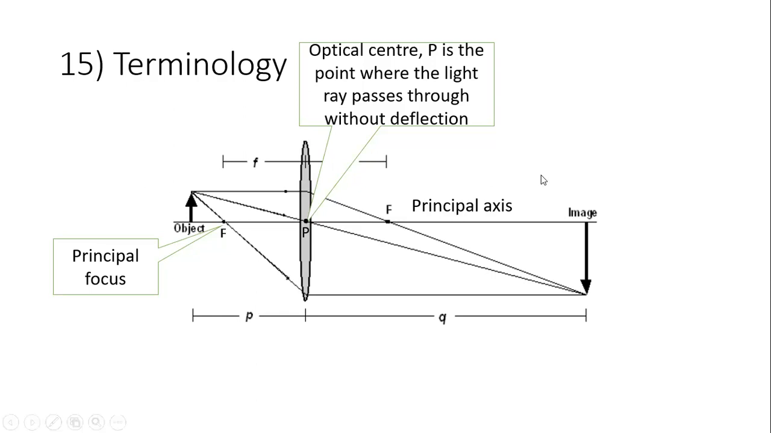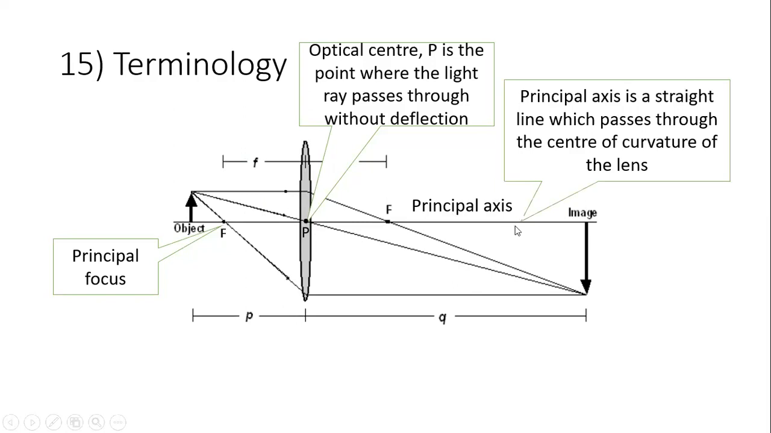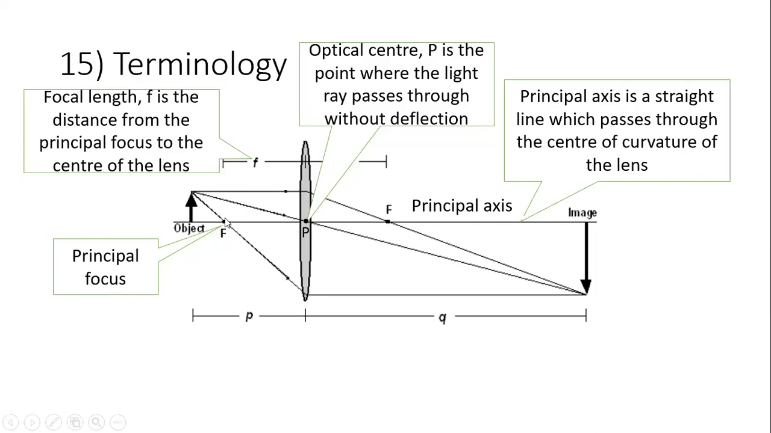The light can pass from here without deflection, without refraction, sorry. Or I can pass from here, go straight through without refraction. Others will be refracted. And principal axis is a straight line which passes through the center of curvature of the lens. So this straight line passes through the center of curvature and through the principal focus. And from the principal focus to the optical center is called the focal length. It's the distance from the principal focus to the center of the lens.